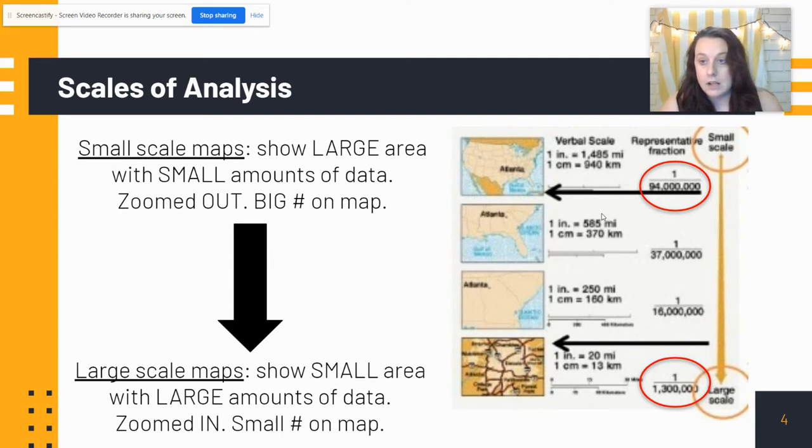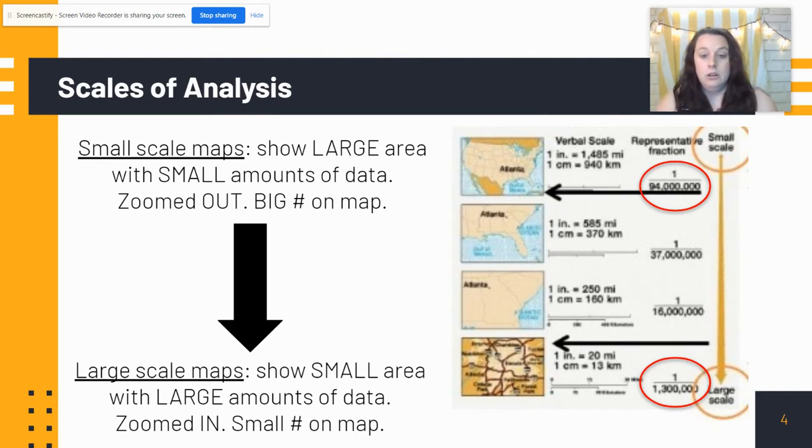Now, something that you need to notice while we're looking at these differences in scale of maps is that the smaller scale map has the largest number, right? And that's because it's showing the largest area and we do not have a lot of data coming out of that map. Okay, so now let's look at the large scale map in relation. So a large scale map, again, opposite, is going to show a small area. It is all the way zoomed in. And since it is so zoomed in, it's going to show us a large amount of data.